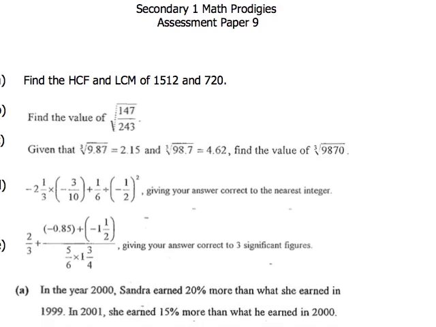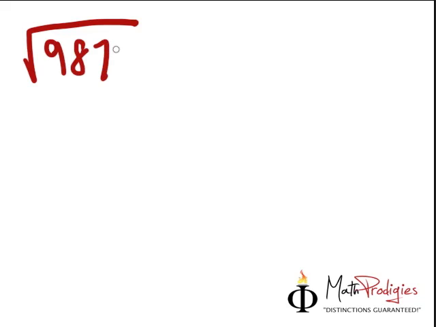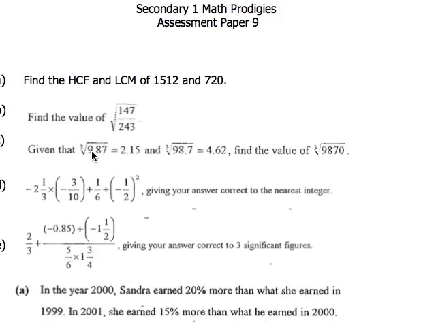It says, given that cube root 9.87 equals 2.15 and cube root 98.7 equals 4.62, find the value of cube root 9870. Now, what's the link between this number and the other numbers that they gave us? It's not just for fun. This cube root 9.87 and cube root 98.7 actually has a relation. You have to choose either one of them. That's my clue to you.